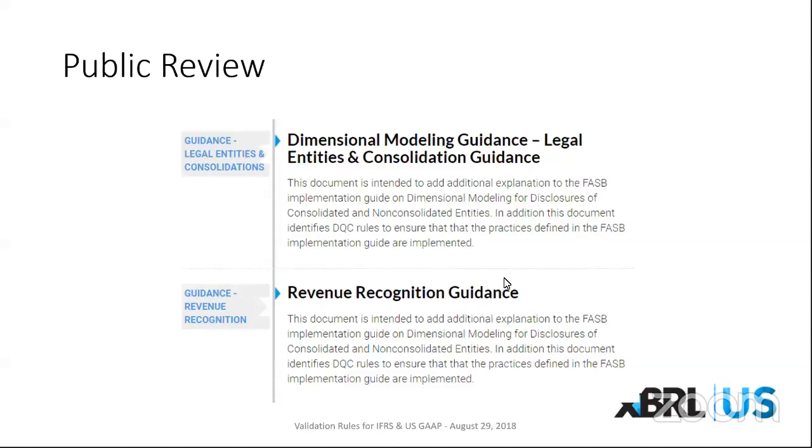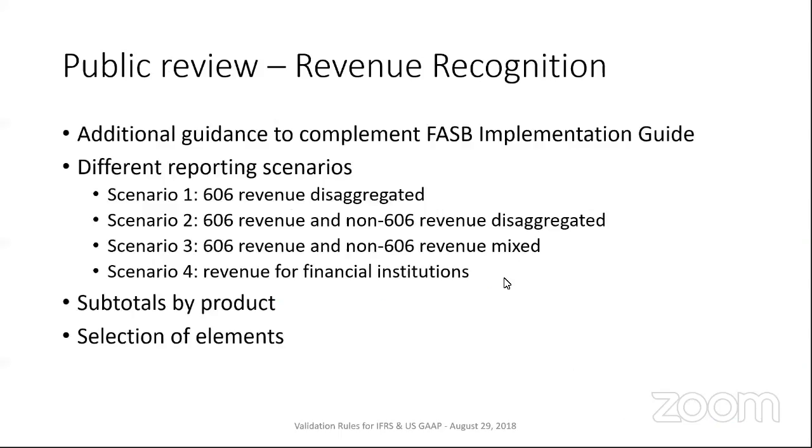And in particular, it really addresses a lot of the issues around: I've got 606 revenue, I've got non-606 revenue, what elements should I use, how do I distinguish them? For banks and financial institutions in particular, the revenue recognition and how it should be reported is a little bit confusing. So this revenue recognition guidance is really like an addendum to the FASB guidance, its implementation guide that's already been put out, but tries to address a lot more of the difficult issues that arise out of it. So if you want to go to the next slide, Michelle, we can just give a highlight on what this deals with.